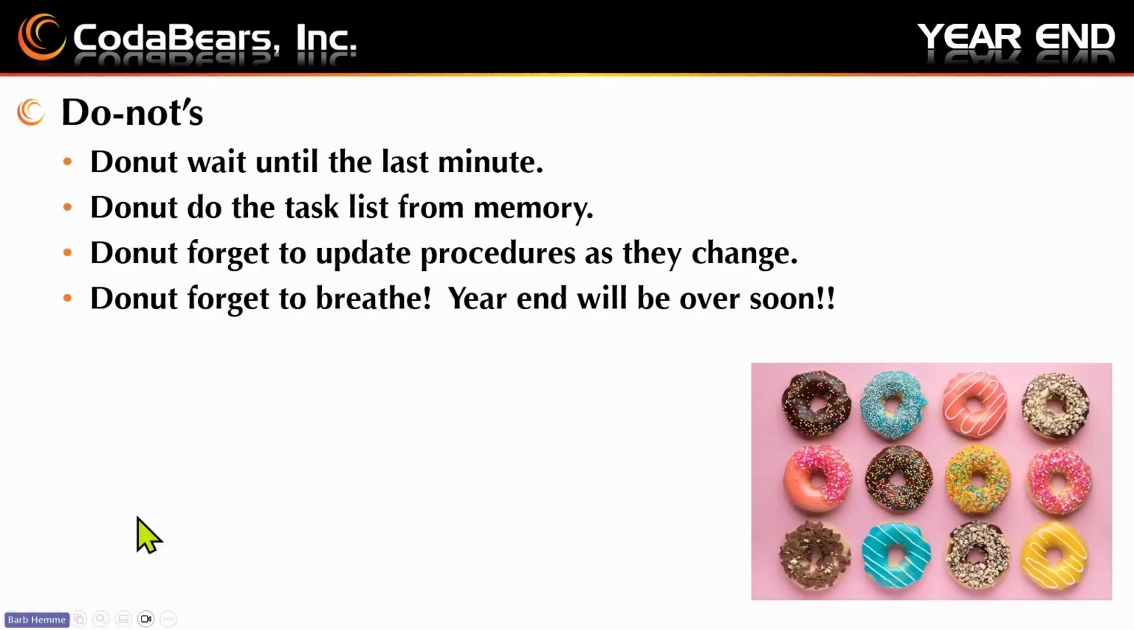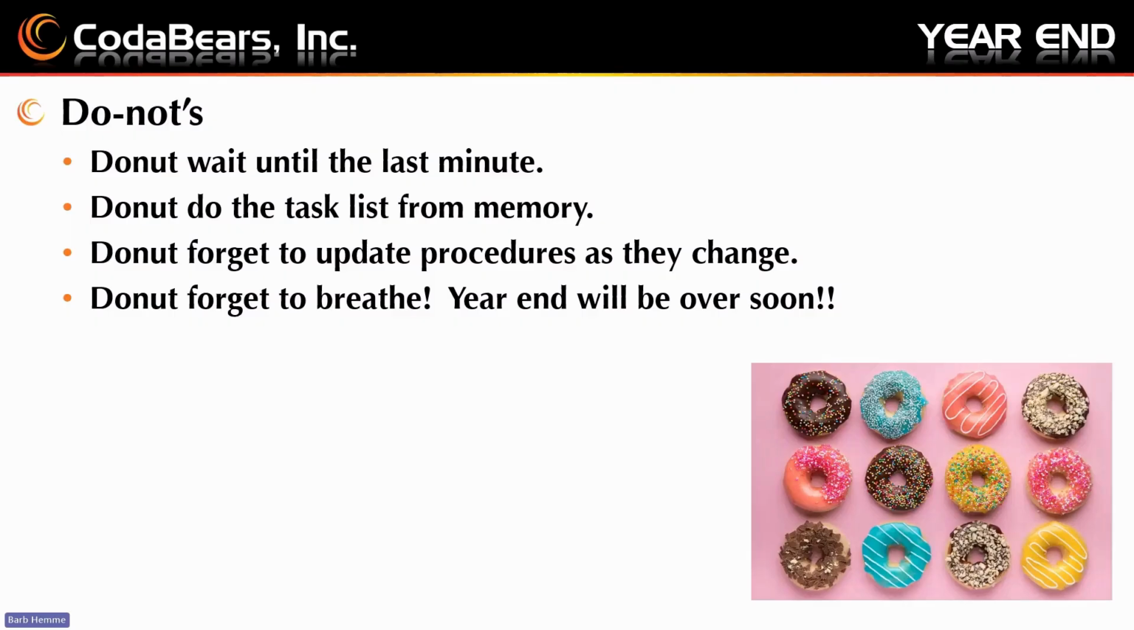So, do nots. We've talked about do's. What should you not do? Do not, or donut, wait until the last minute. Donut do the task list from memory. I can't tell you how many times I had my staff try to do stuff from memory, and we usually would miss something along the way. So make yourself a list for the month-end task list and check them off and make sure that they're all done.